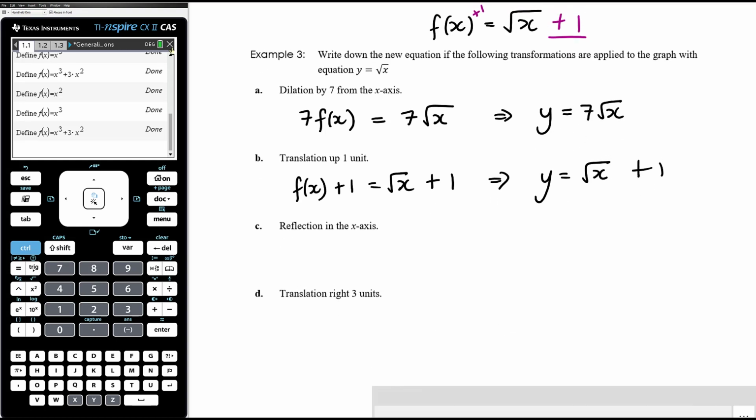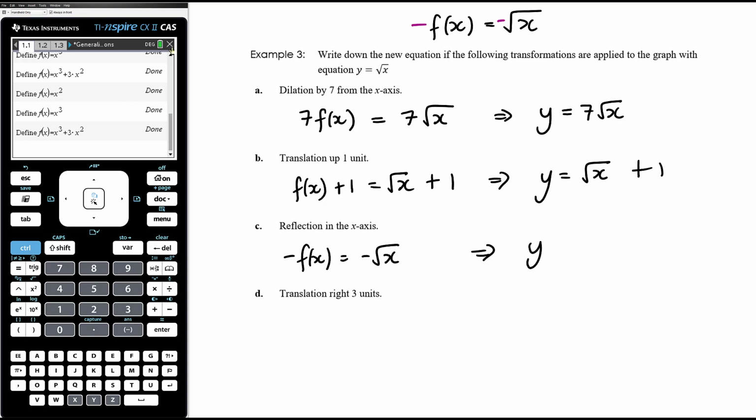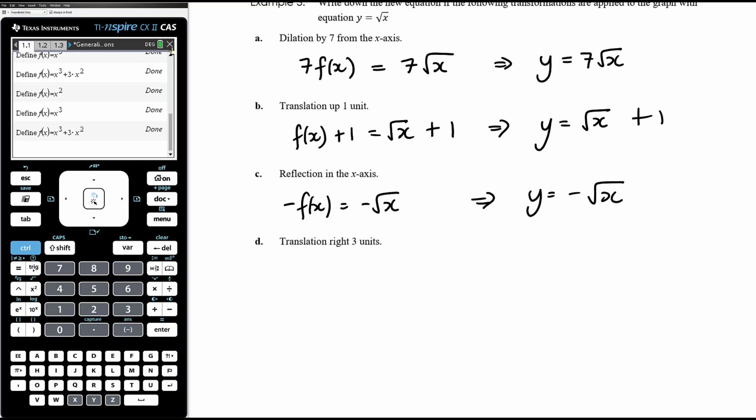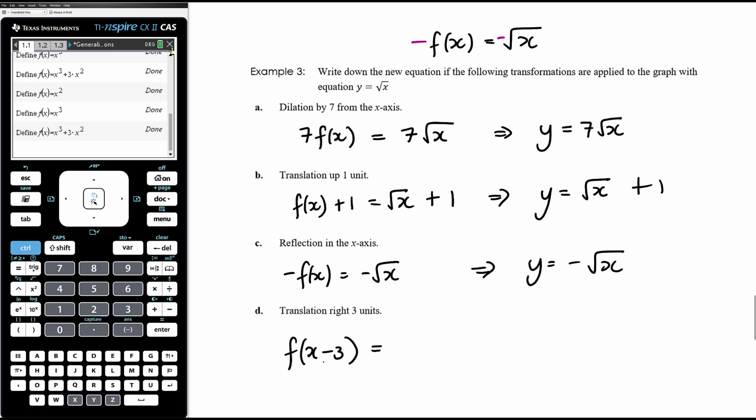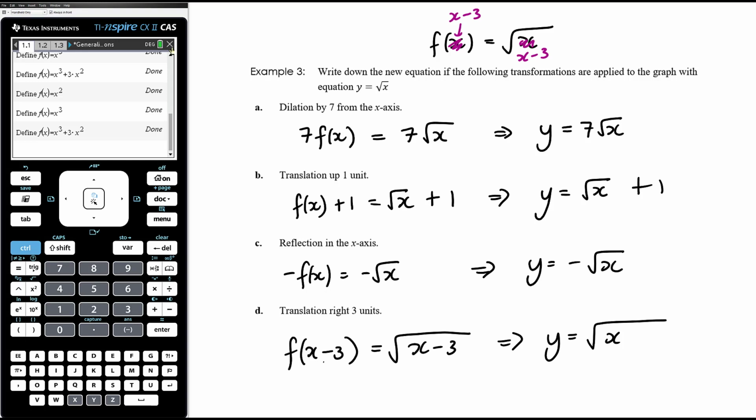Okay. Reflection in the x-axis, we know that is negative f of x, which in this case means if we have negative f of x, we have negative root x, and so our rule is y equals negative square root of x would be square root of x reflected in the x-axis, and then finally translating to the right by 3 units is f of x minus 3 if we're going to the right, and so that means in this case if we're replacing the x with x minus 3, we do the same thing in here and we're going to have the square root of x minus 3. So our rule is y equals square root of x minus 3.